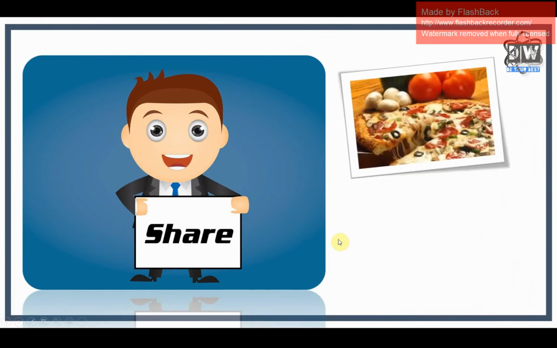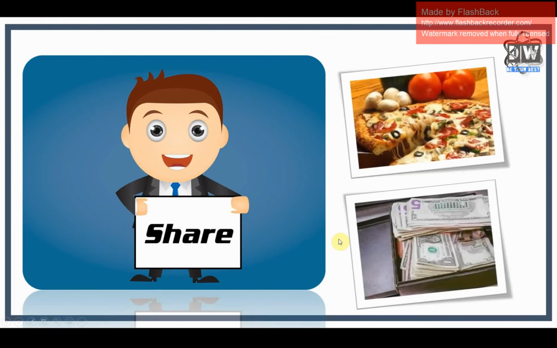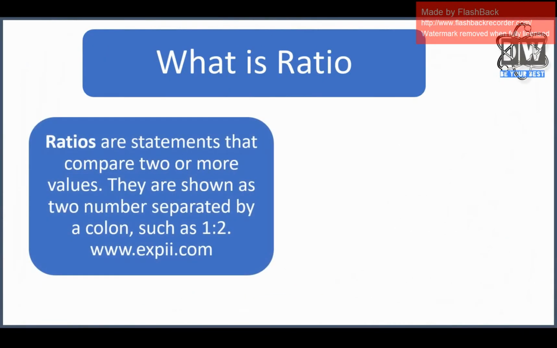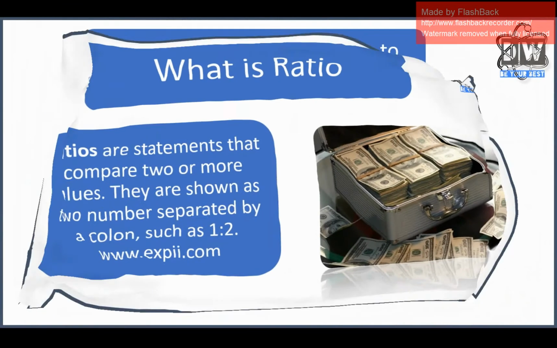So just remember, when we're sharing, we are looking to share things like food, things like money, or just general items. So when you're doing your exam, just look out for those types of things so that you know it's a ratio question. So we should have an understanding of what a ratio is, so I won't go over that again.